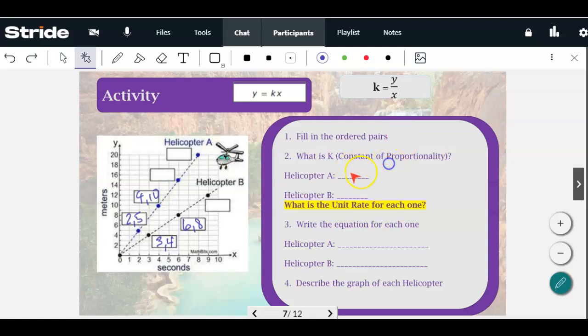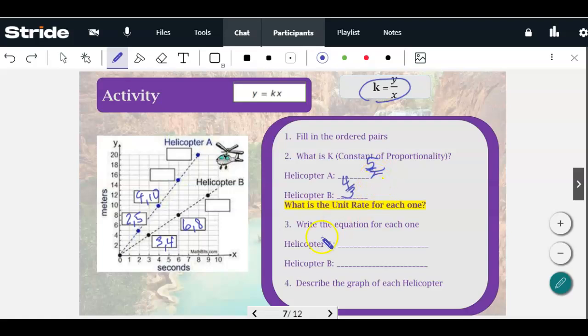What is K for A? So remember, back up here, y over x. So we can use any of the points. I'm just going to do 5 over 2. And that's it. So it does not simplify. And then for B, this first point, y over x would be 4 over 3. All right, what is the unit rate for each one? Okay, it is the same as the proportionality.